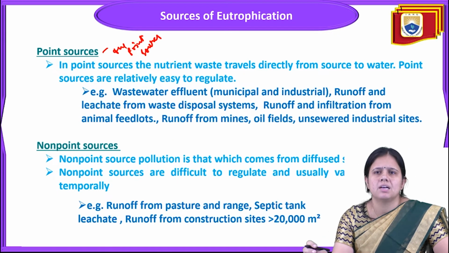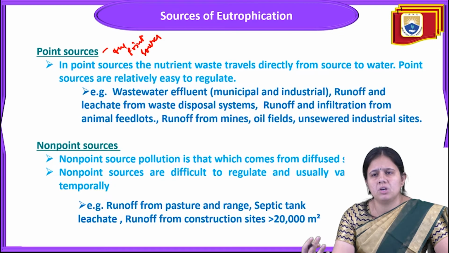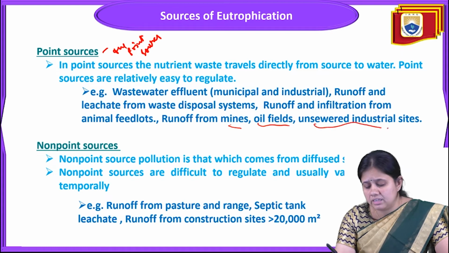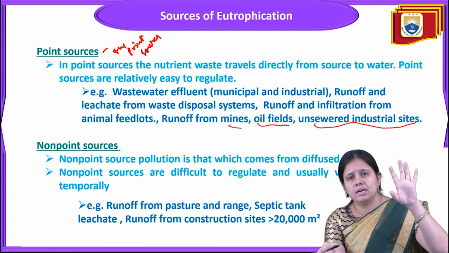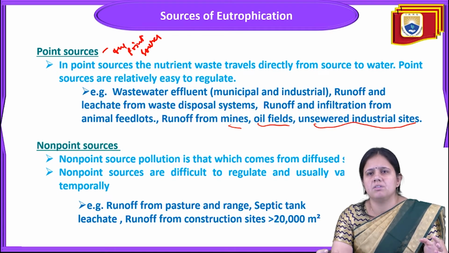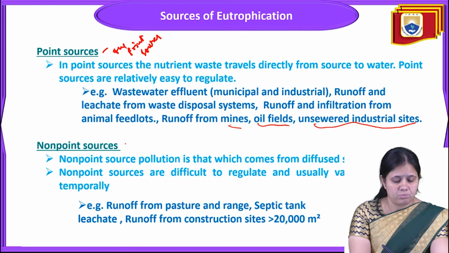Examples are wastewater effluent, municipal or industrial effluent, runoff and leachate from waste disposal systems, runoff and infiltration from animal feedlots, and runoff from mines, oil fields, and unsewered industrial sites. This runoff from any such sources can be called point sources. And next is the non-point source.